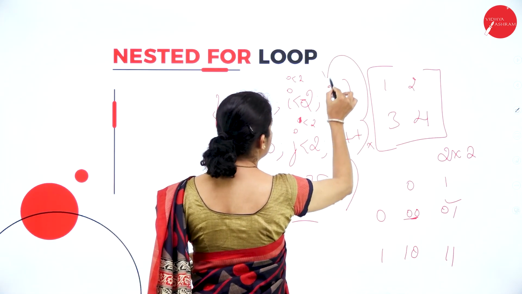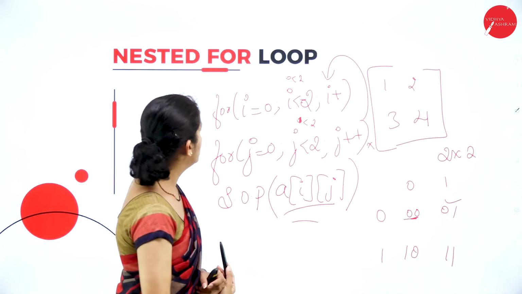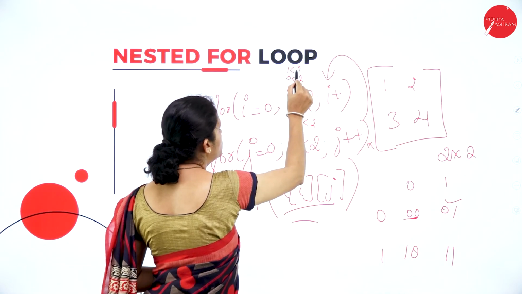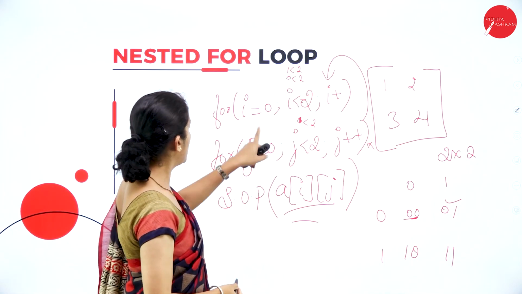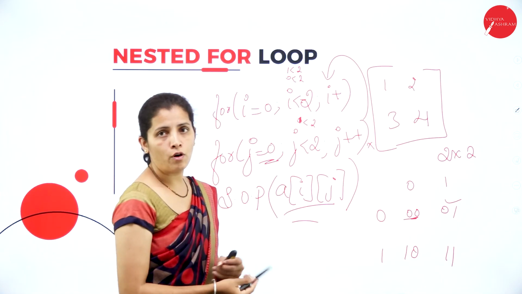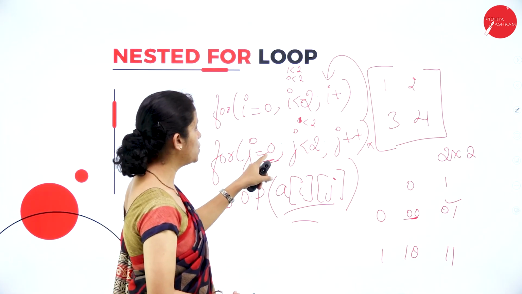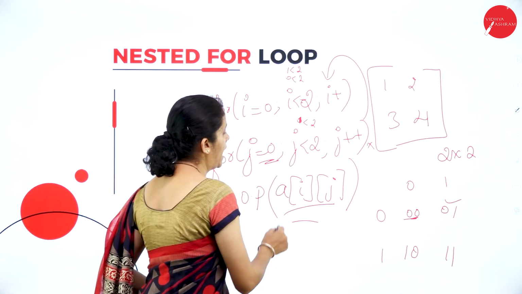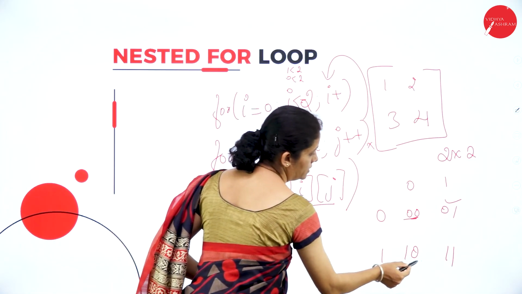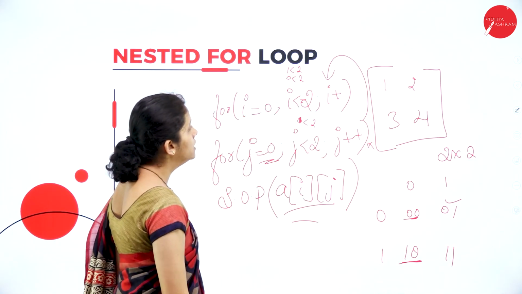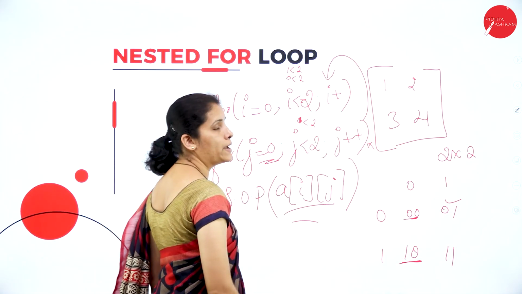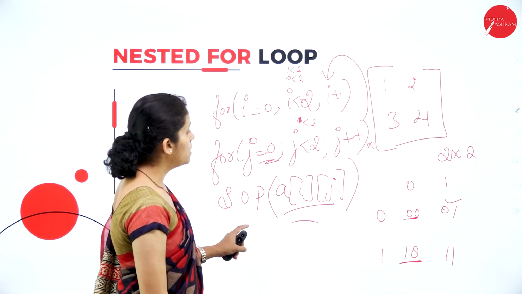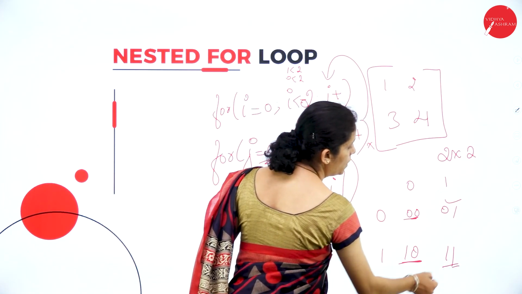The control is transferred to the outer for loop. Now i is incremented by 1. i is 1. 1 less than 2, the condition is true. Now I'm going to execute the inner for loop. So here j is 0. 0 less than 2, the condition is true. Now I'm going to have a of 1, 0, that is nothing but this index. Now j is incremented by 1. Now j is 1. 1 less than 2. The condition is true. So I'm going to have the index 1, 1.